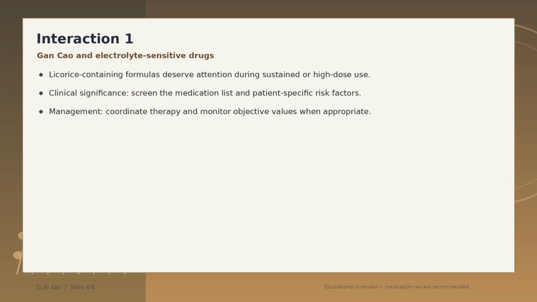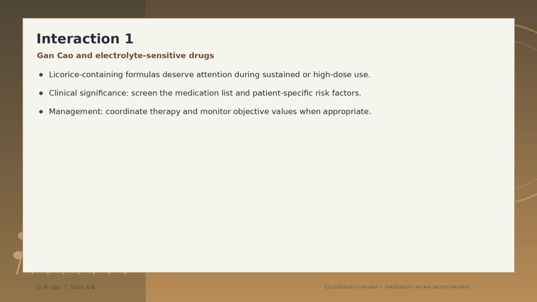The first interaction focuses on Gan Cao and electrolyte-sensitive drugs. Licorice-containing formulas deserve attention during sustained or high-dose use. Glycyrrhizin can produce a mineralocorticoid-like effect in susceptible people, with sodium retention, blood pressure elevation, and potassium loss. That can matter with loop or thiazide diuretics, digoxin, corticosteroids, antiarrhythmics, and existing hypertension. The risk is dose, duration, and patient-dependent.